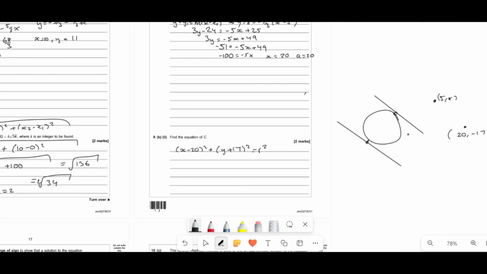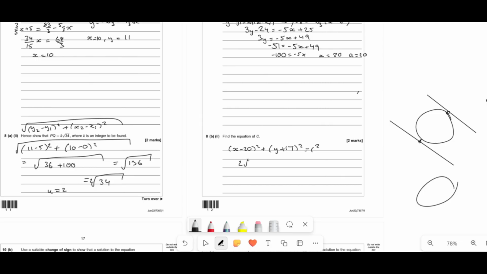In this question, they've told us we have two parallel tangents to the circle. So no matter where they are, there are two parallel lines that are tangents, which means that the distance between the two is going to be the diameter. We worked out the distance between the two to be 2 root 34, which is its diameter. So its radius is root 34, and its radius squared is 34. So that means x minus 20 squared plus y plus 17 squared equals 34.